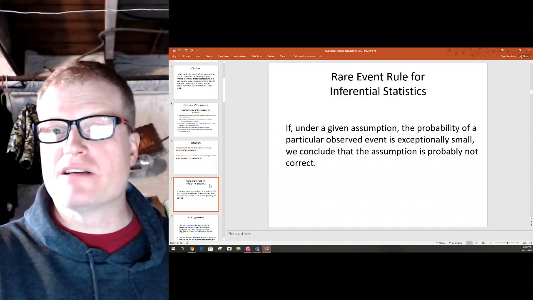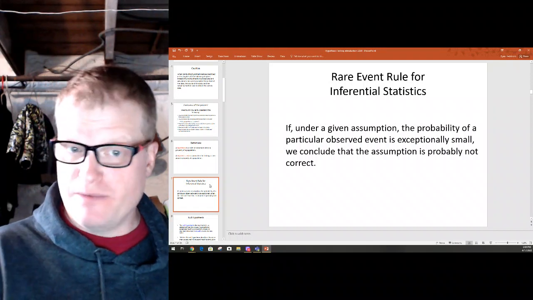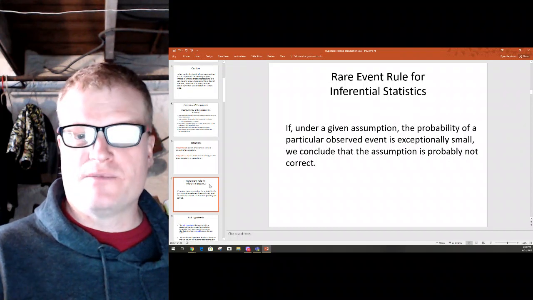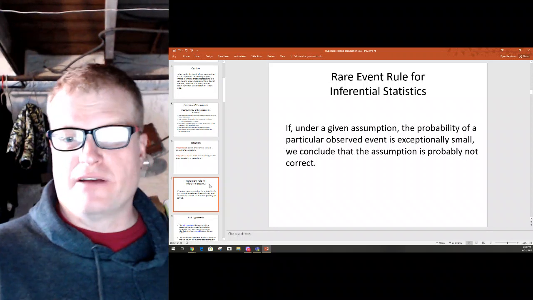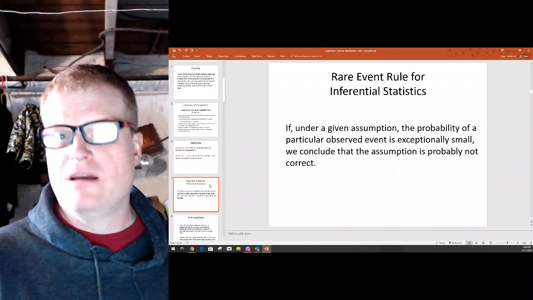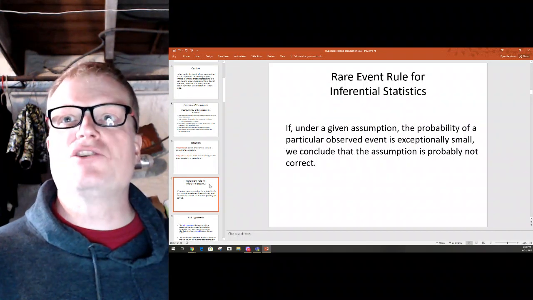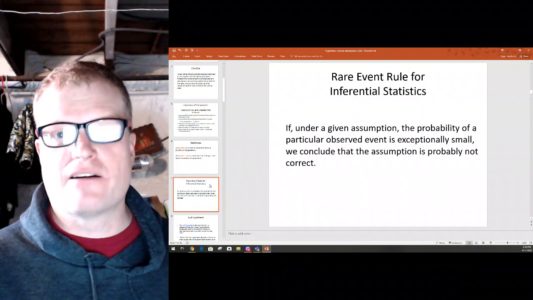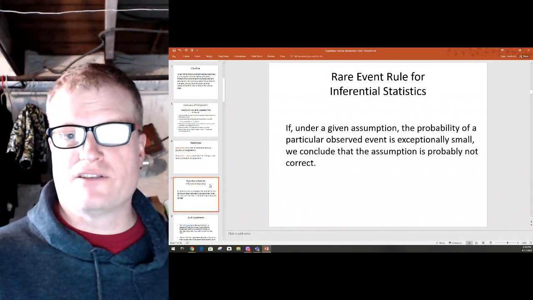Now, all of what we're doing is based upon this rare event rule for inferential statistics, which means that if under a given assumption, the probability of a particular observed event is exceptionally small, we conclude that the assumption is probably not correct, okay? In other words, if we say the probability that the moon is made of green cheese is 1%, it's probably not made out of green cheese, okay? This is our rare event rule of inferential statistics.